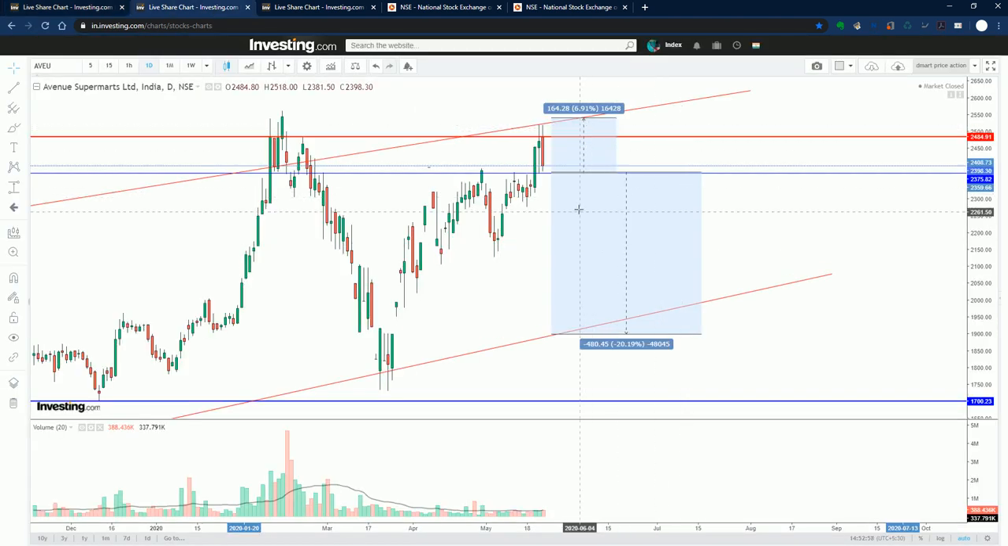Yeah, this price action was also confirming that the risk reward ratio is not favoring investment. That's all for the DMart stock talk.